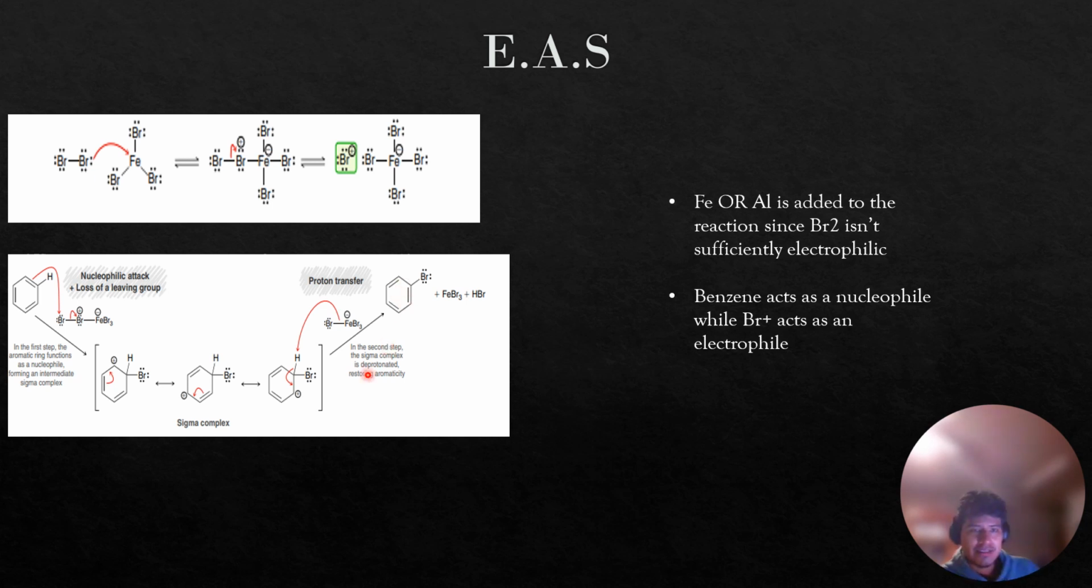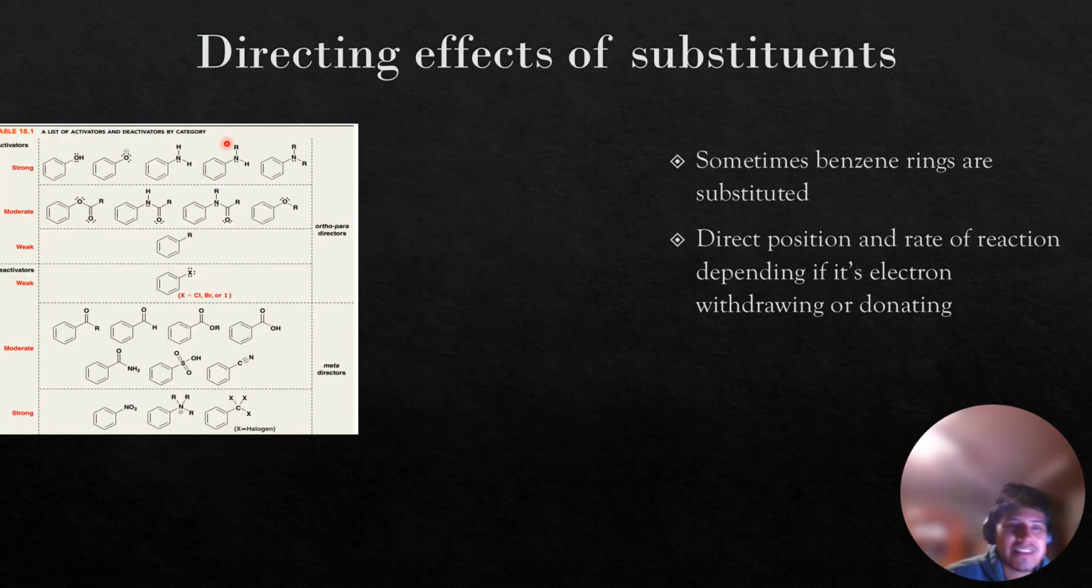There are many cases where the bromine can be added in different areas of the ring. That usually depends on what kind of substituents are on the ring itself. As we can see here, there's a table where, depending on whether the substituent is an electron donating group or an electron withdrawing group, the substituents direct where the halogen is to be added.